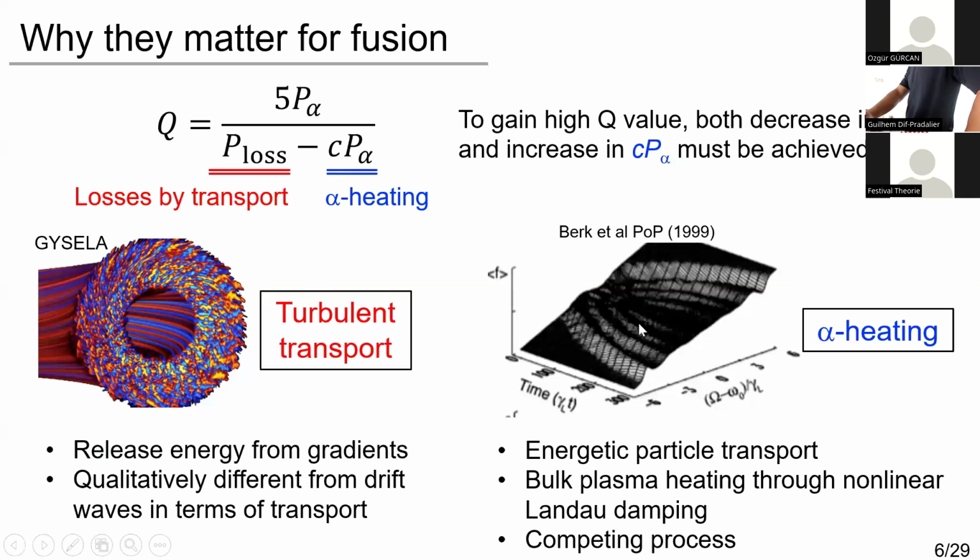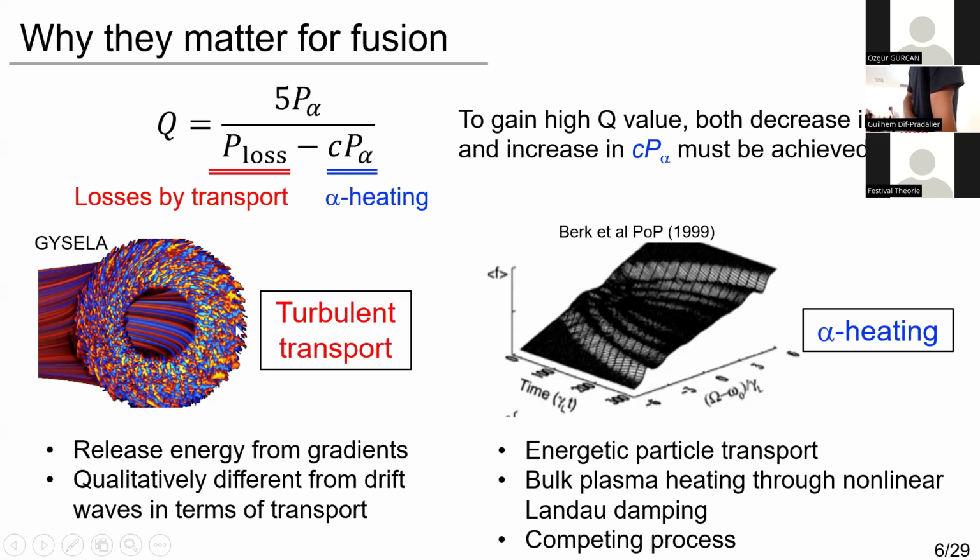So what I'm showing here is a definition of the fusion gain Q, which is given by fusion output divided by fusion input, the input power which is necessary to sustain the plasma. And the denominator can be substituted by the loss by transport minus the alpha heating coefficient. And of course, to gain a high Q value, both decreasing loss by transport and increasing the alpha heating coefficient must be achieved. Of course, the phase space turbulence affects significantly both processes, turbulence transport and alpha heating, especially the turbulence transport.